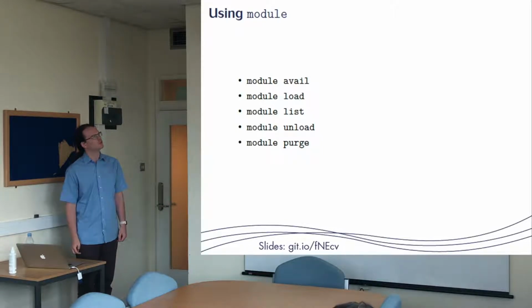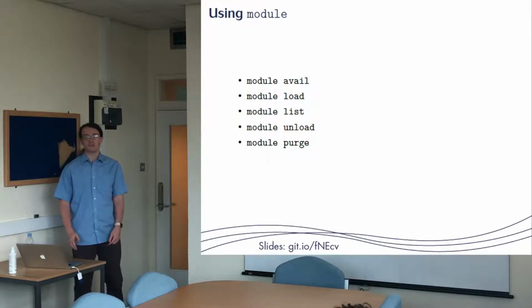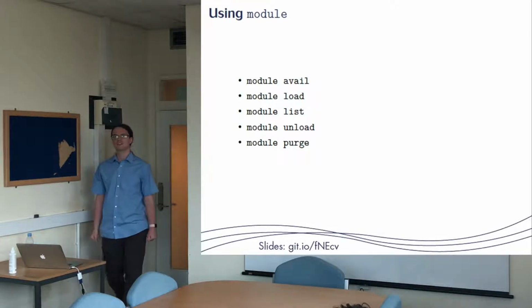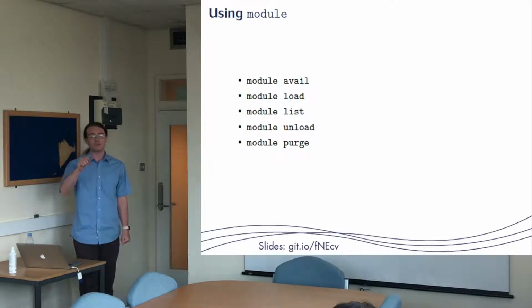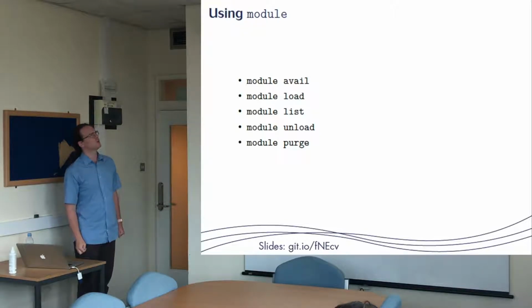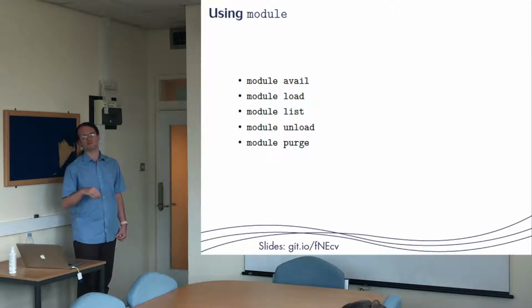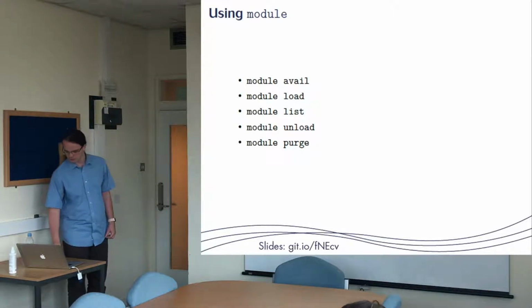And here's where you start to get suspicious. But can I ask? You can, go for it. What is the difference between unload and purge? Unload unloads one module, purge gets rid of all modules. So load and unload take one or more module names as an argument, whereas avail, list, and purge work without arguments.